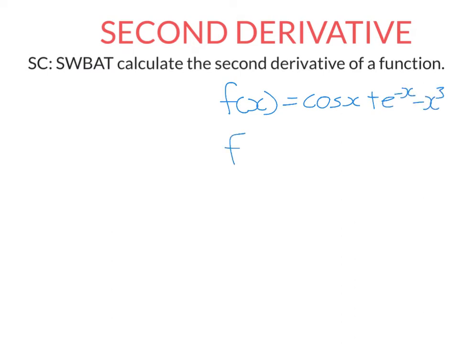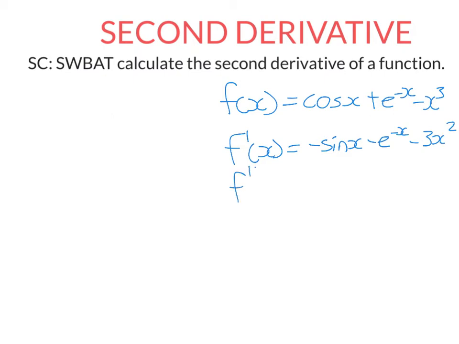So, f dash x means the first derivative. We're just going to differentiate it. So the derivative of cos is minus sine. Derivative of e to the minus x is minus e to the minus x. And derivative of minus x cubed is minus 3x squared. So that's the first derivative.